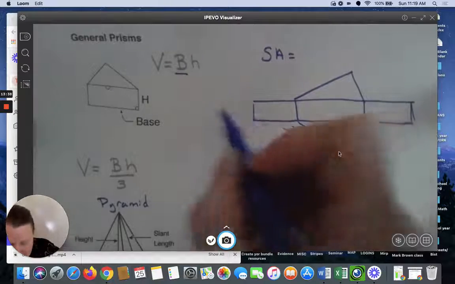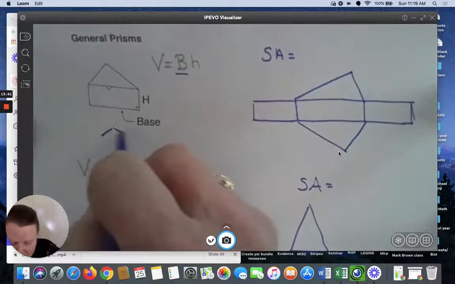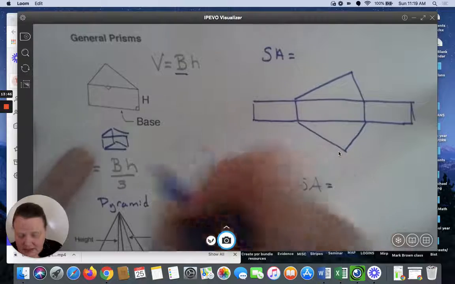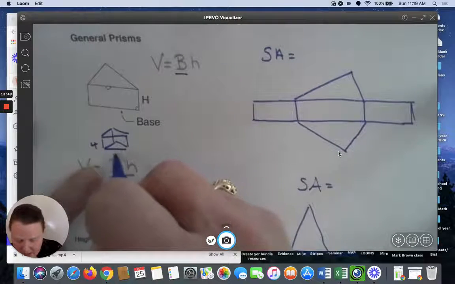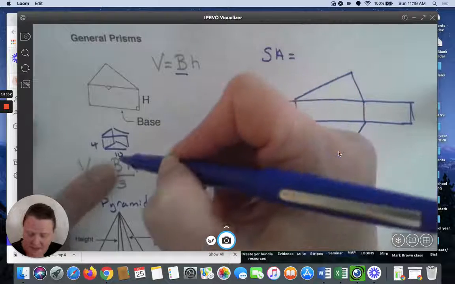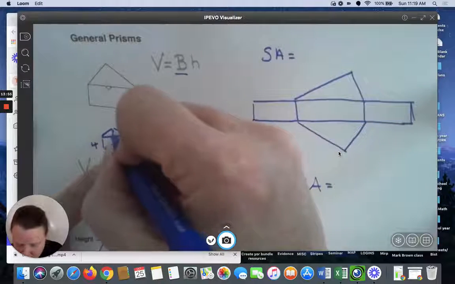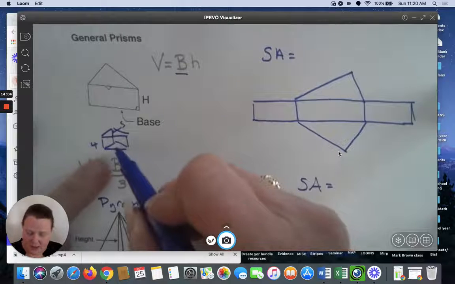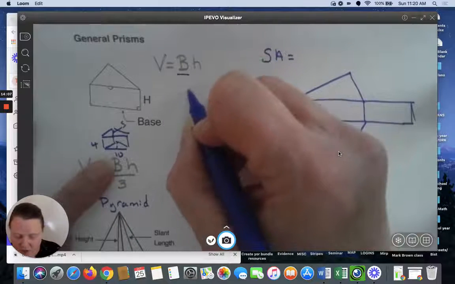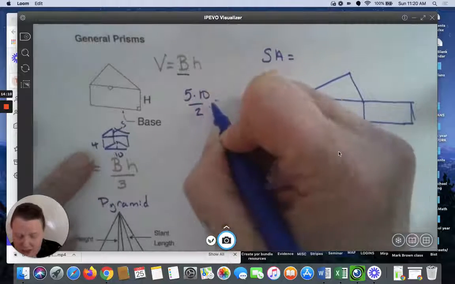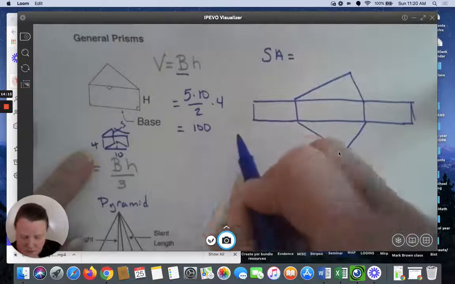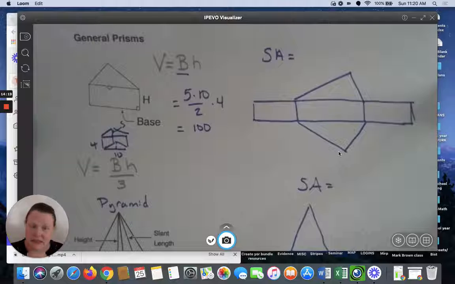So if I were to give you an example here, let's say I gave you a triangle, and let's say it's a 4 by 10, so the height is 4, the base here is 10, and that height right there that I'm looking for, let's say it's only 5. So the formula for the triangle at the bottom would be a height of 5 and a base of 10. So it would be 5 times 10 divided by 2 times our height of 4. And then we would work it out like that. So that would end up being 100. So it's not very difficult, but it is something to think about.